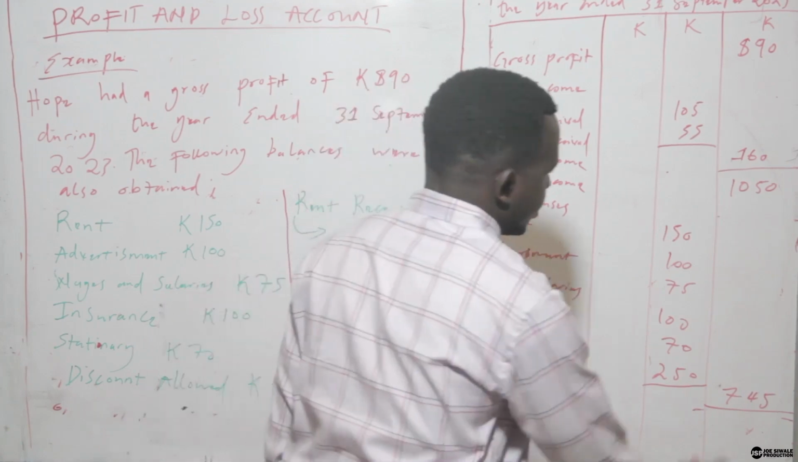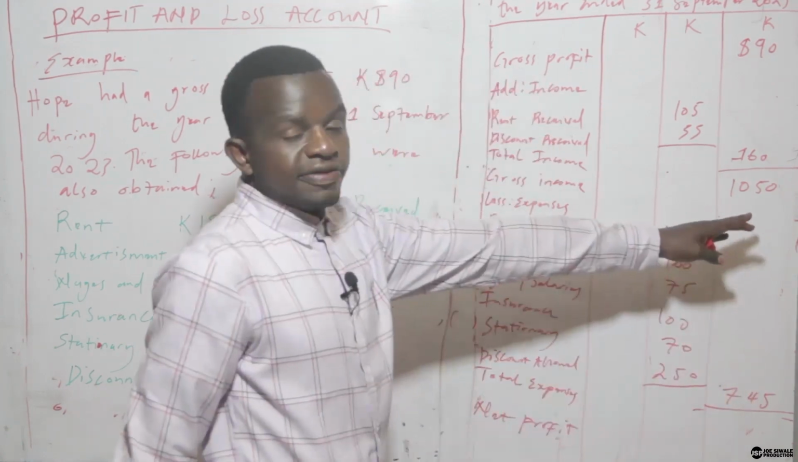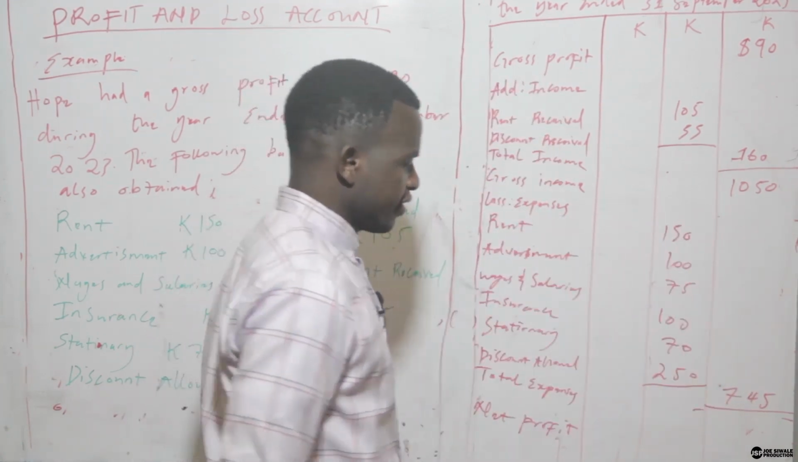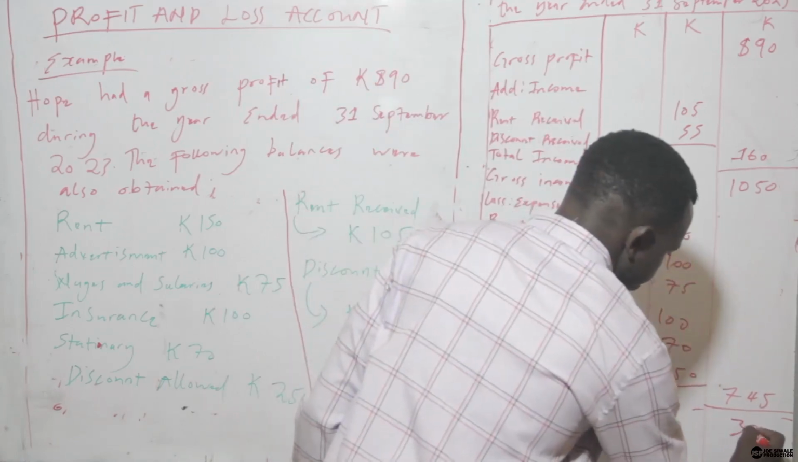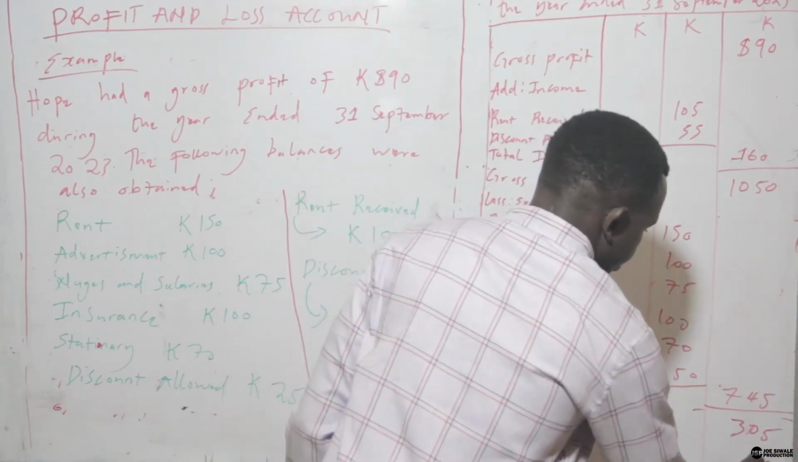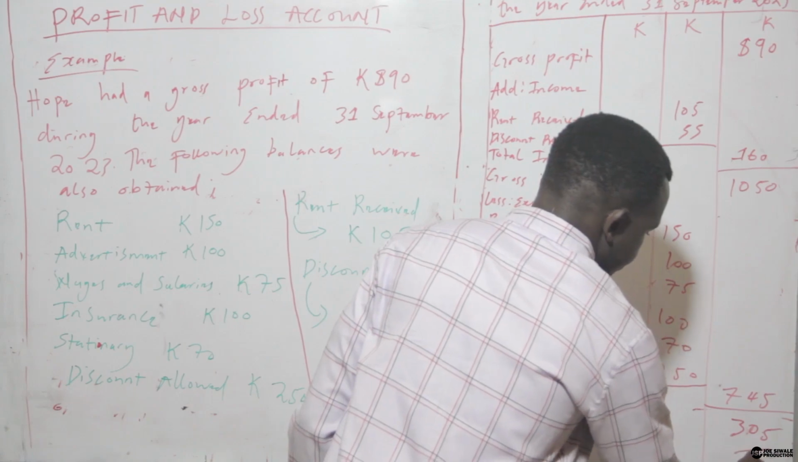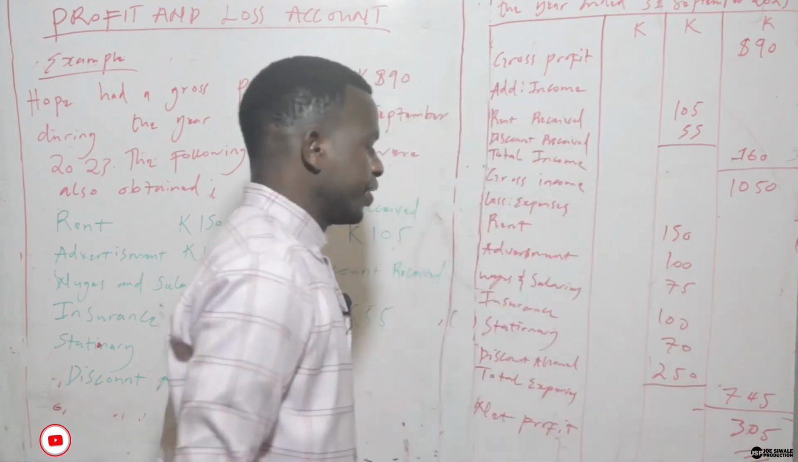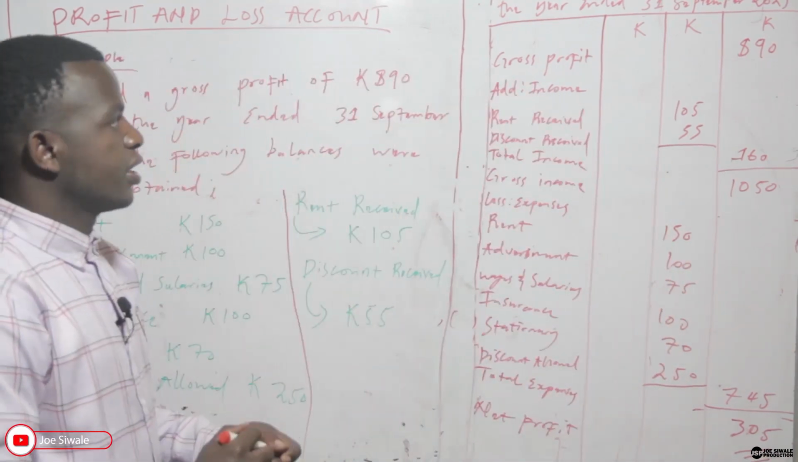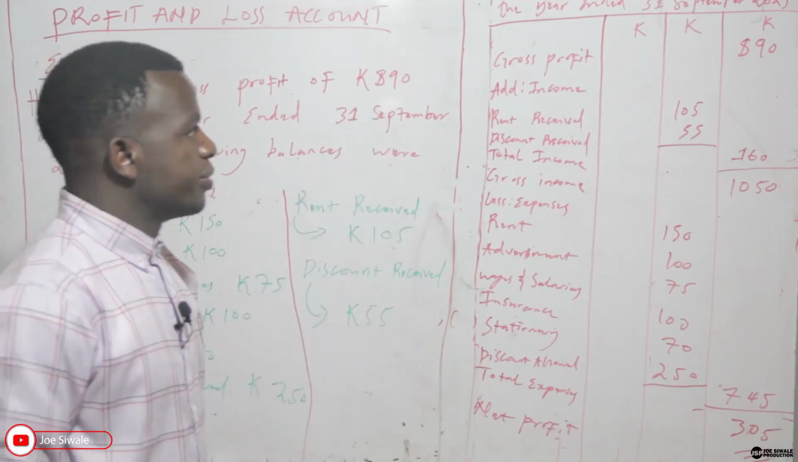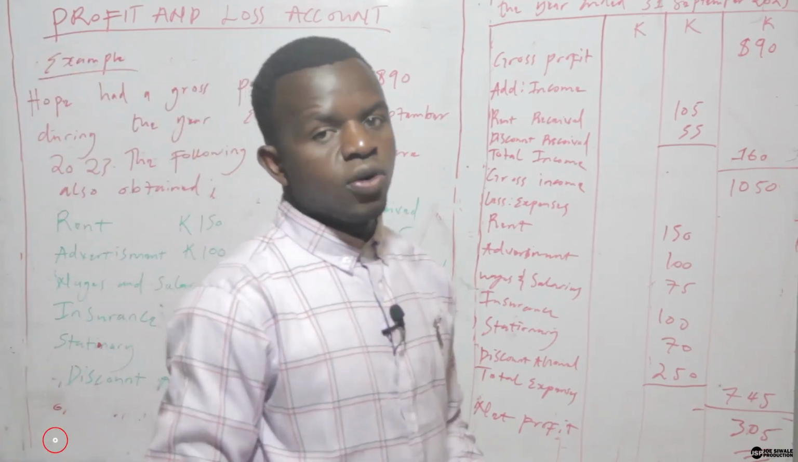In our net profit there, we're going to say 1050 minus 745. We're going to have 305. So we're going to have 305. So that's how you can write down the profit and loss for Hope.